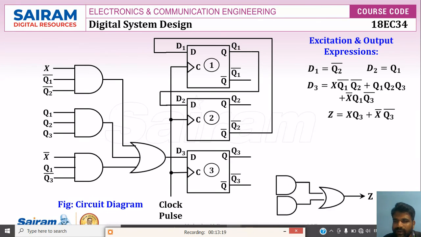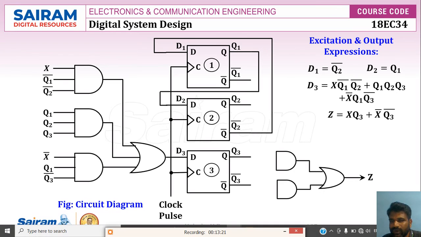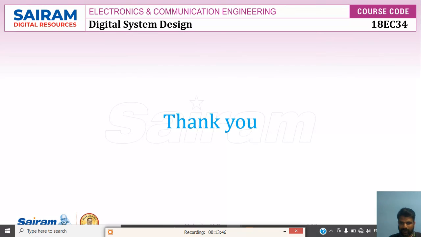Next Z: again we require one OR gate and two two-input AND gates. For the first one, inputs are X and Q3. For the second AND gate, Q3 bar and X bar. So this is the circuit diagram. With this, the code converter is completed. Thank you all.